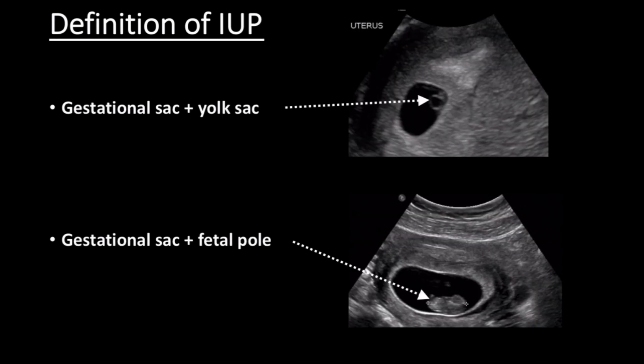First, and I can't state this enough, an intrauterine pregnancy is a gestational sac plus either a fetal pole or yolk sac. A gestational sac by itself is not enough to presume the presence of an IUP. A gestational sac alone is not enough because it could represent a pseudogestational sac, which is an endometrial reaction that can occur with an ectopic pregnancy.